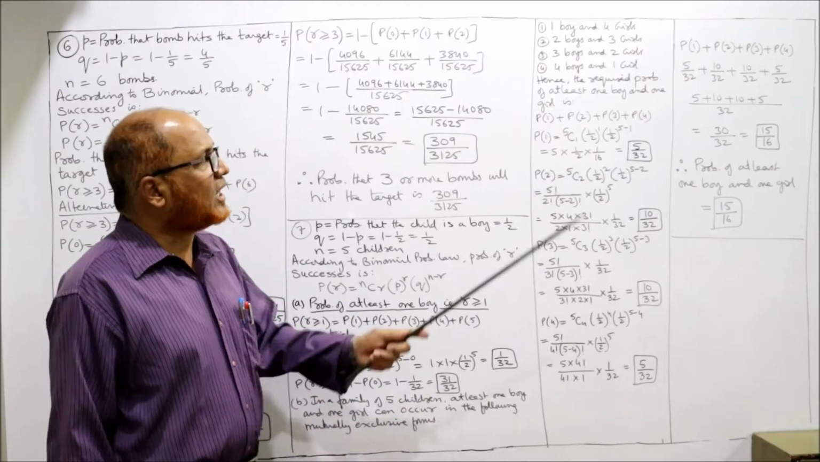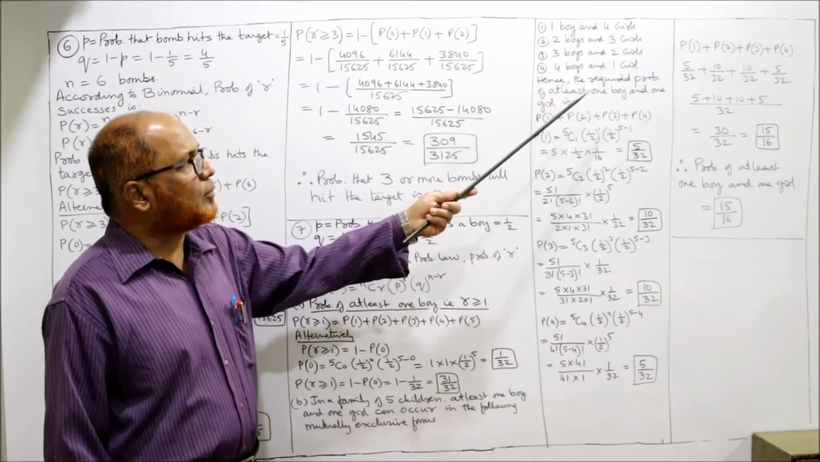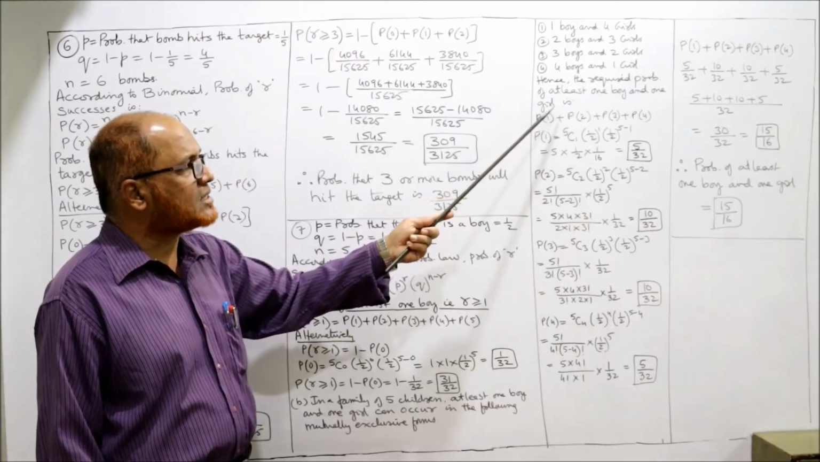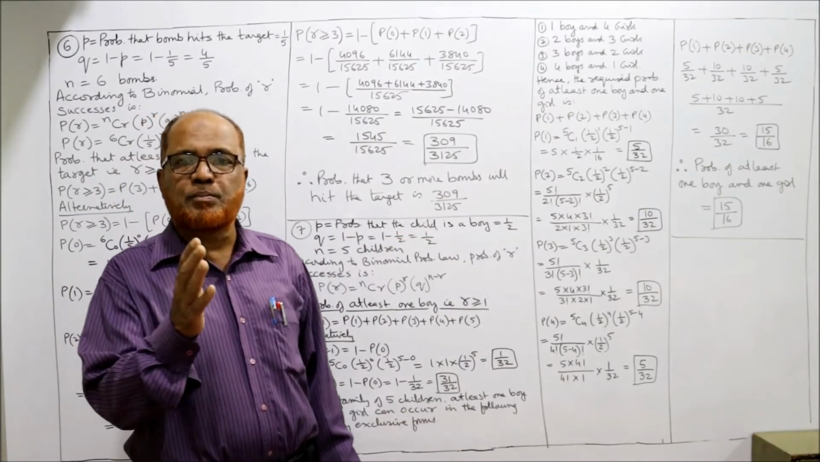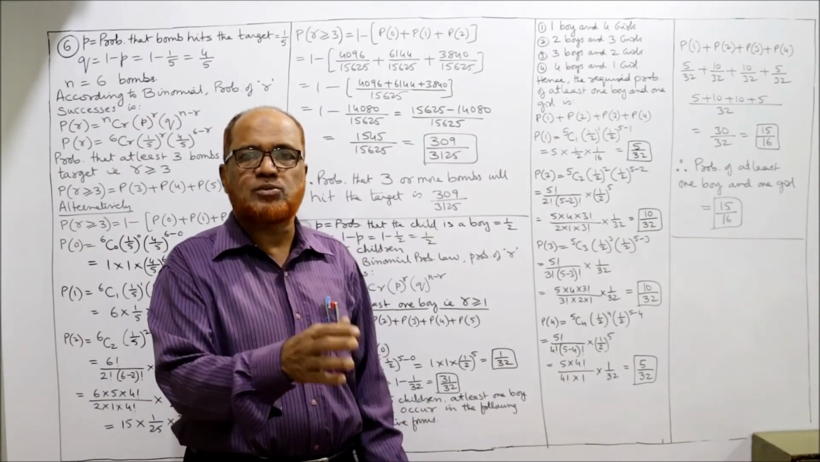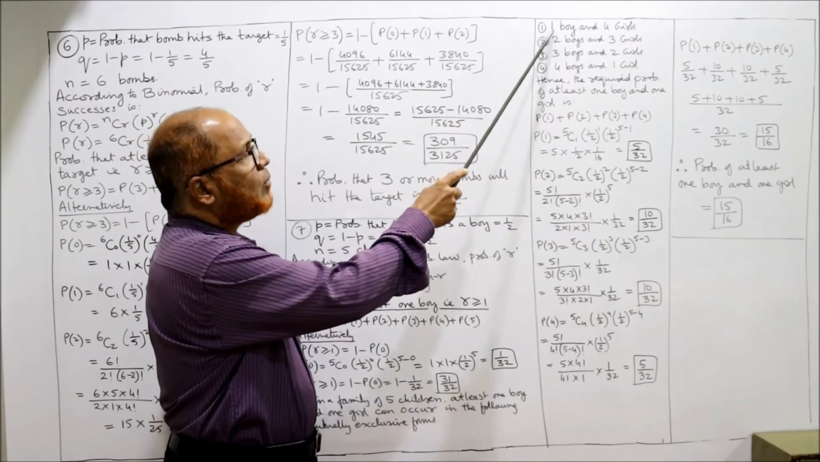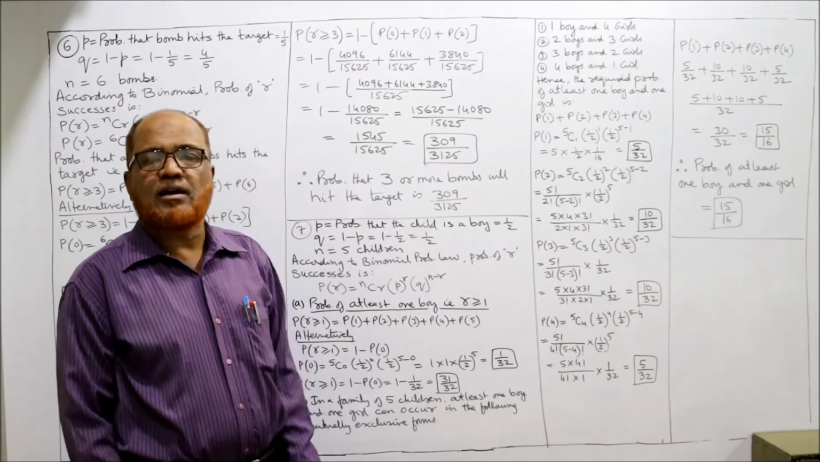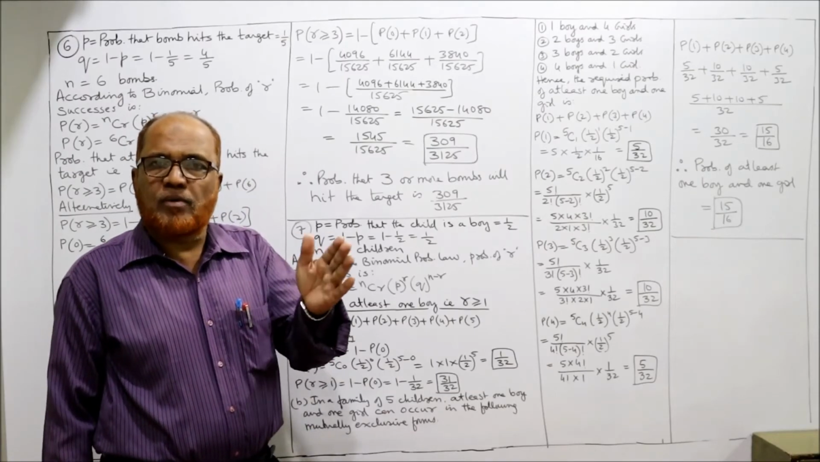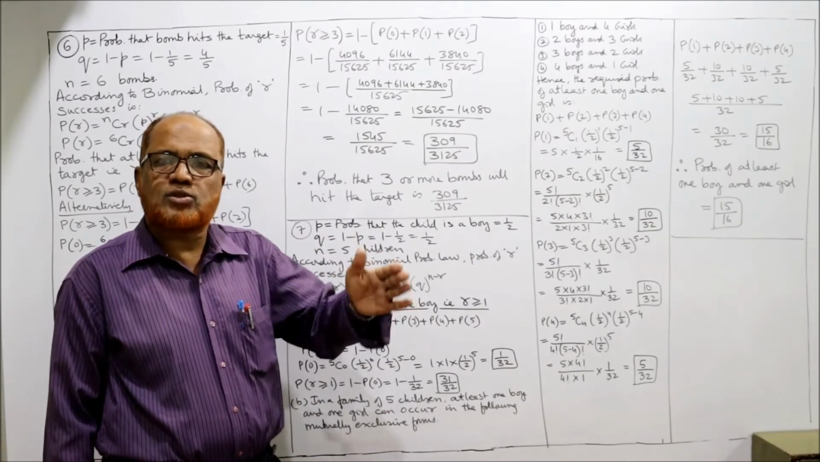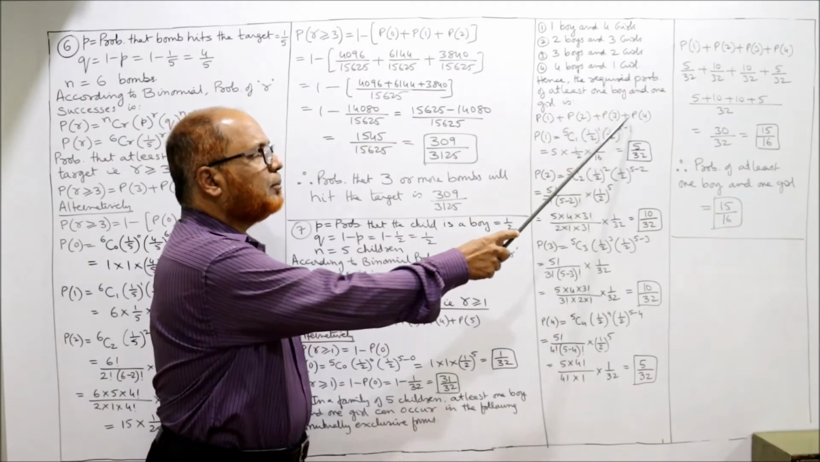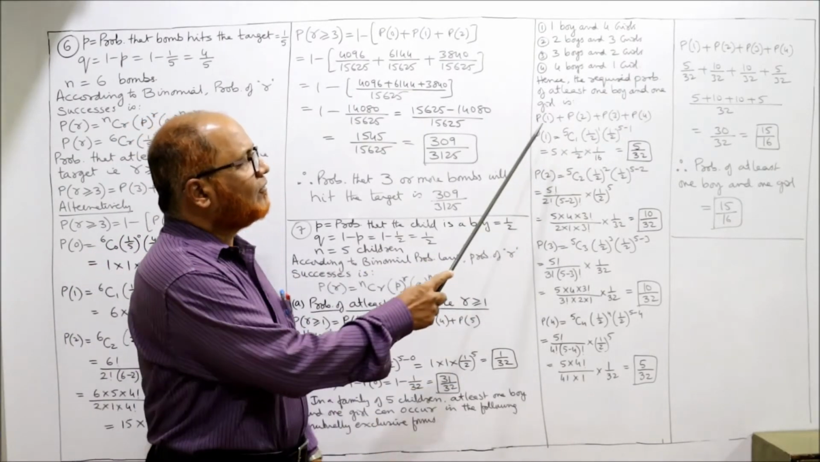So in other words, the required probability of at least 1 boy and 1 girl is P of 1 plus P of 2 plus P of 3 plus P of 4. You can see 1 boy, 2 boys, 3 boys, 4 boys. So we take the probability of 1 boy, 2 boys, 3 boys, 4 boys, and add up P of 1, P of 2, P of 3, P of 4.